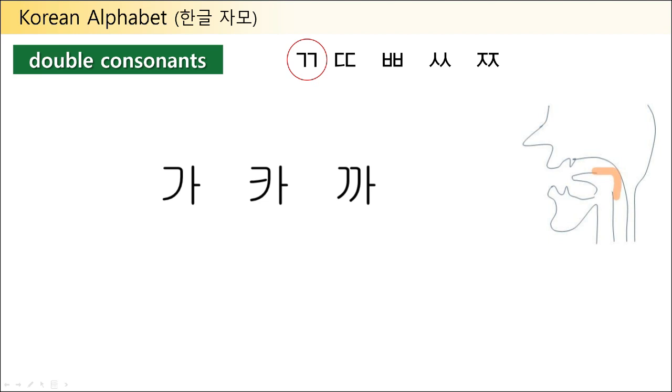What are the differences in pronunciation between these 3 letters? Listen carefully to each sound.